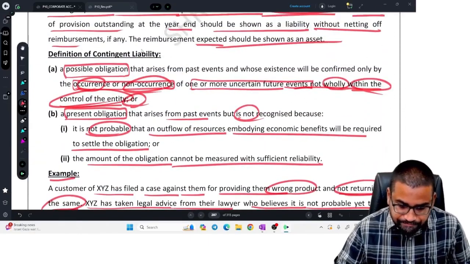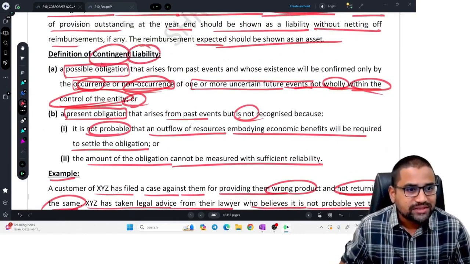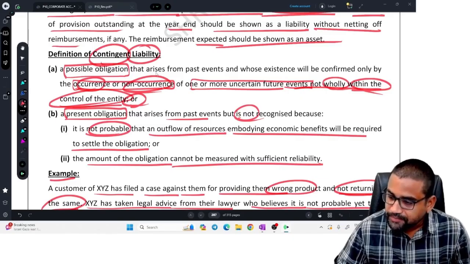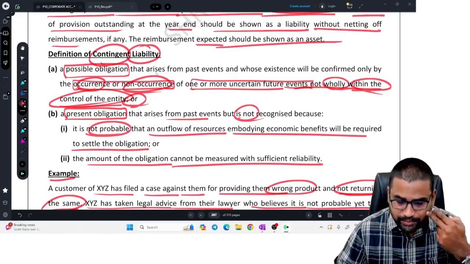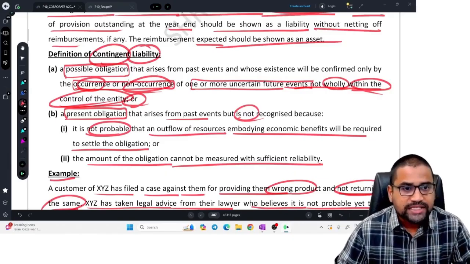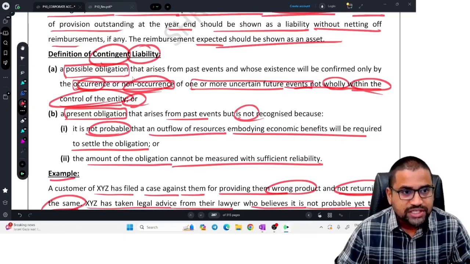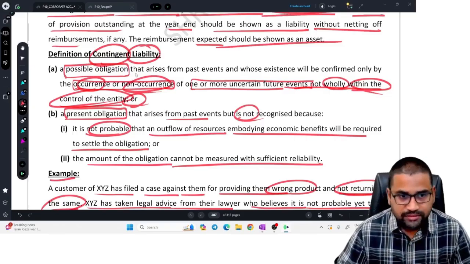Okay. So liability with contingency is called contingent liability. A contingent liability can be defined as either a possible obligation, or a present obligation that cannot be recognized because there is no probable outflow of resources to settle it, or the amount of the obligation cannot be measured with sufficient reliability.